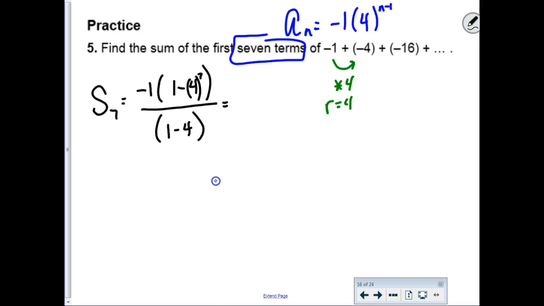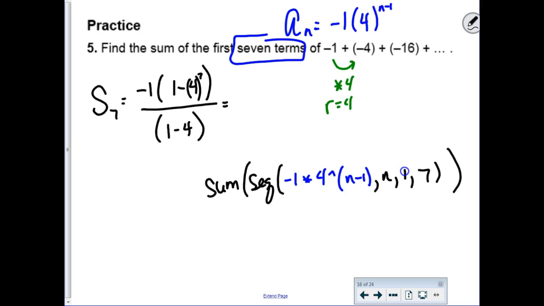Anywho, that comes out beautiful, and if you chose to do the sum of the sequence, you also get the same beautiful answer. So sum of the sequence people are typing -1 times, you don't really need parentheses here, but 4. This time you do need parentheses around the n minus 1, comma n, comma 1, comma 7. Either way, what do we get, y'all? Negative 5461.